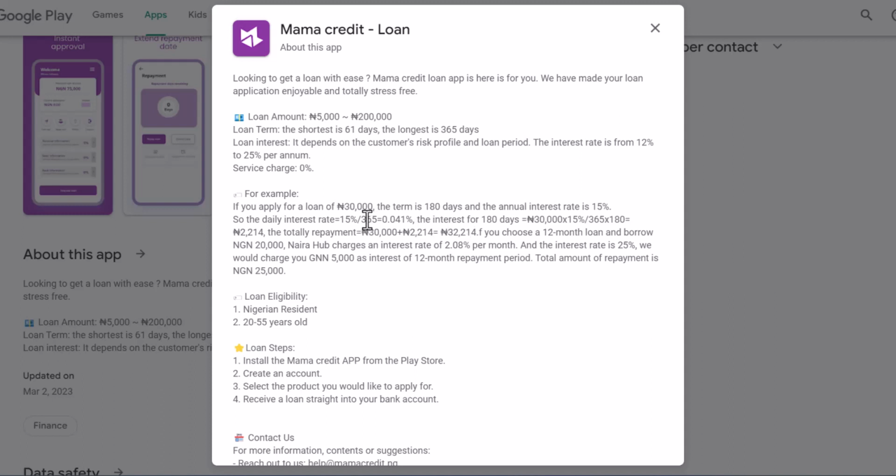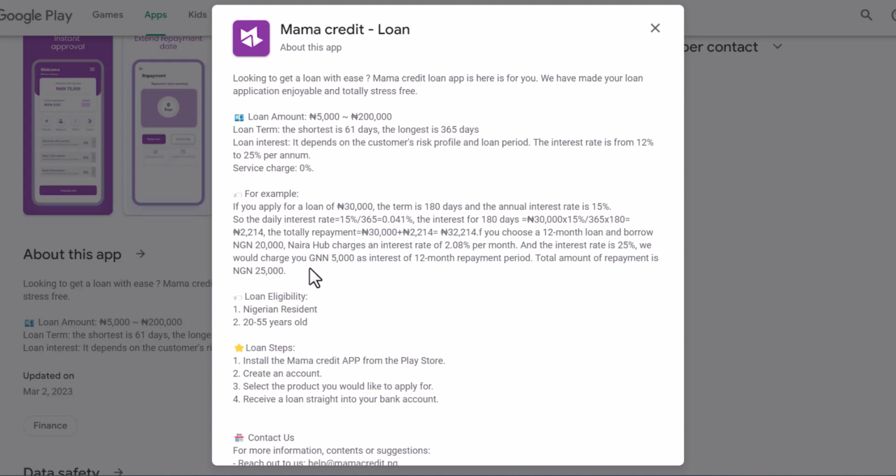Wow, I think maybe that's actually more favorable. But then, if you also look into this, it is actually 30,000 naira for 6 months. If you borrow more than 30,000 naira for 6 months, the interest rate is likely to be higher. So if you choose a 12-month loan and borrow 20,000 naira, the charge will be 2.08% per month, and then the interest rate is 25%. They will charge you 5,000 naira as interest for 12 months, and the total amount to be paid back will be 25,000 naira.